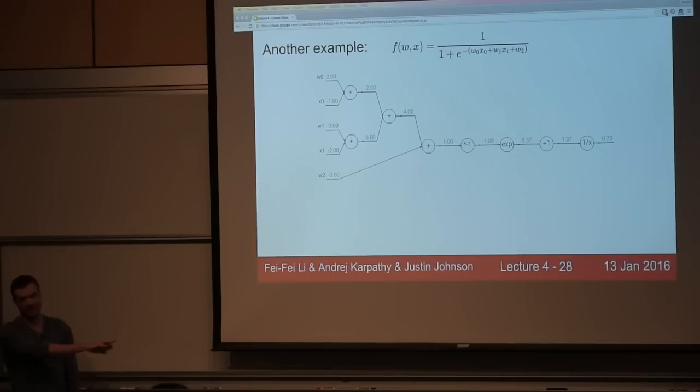Here we have another circuit. It happens to be computing a little two-dimensional sigmoid neuron, but for now, don't worry about that interpretation.